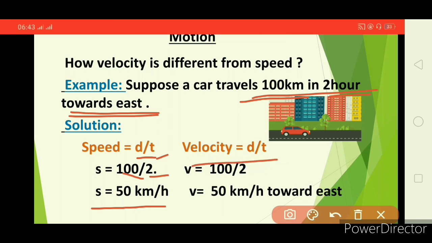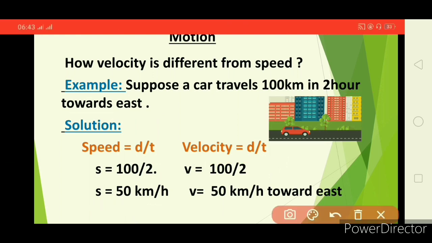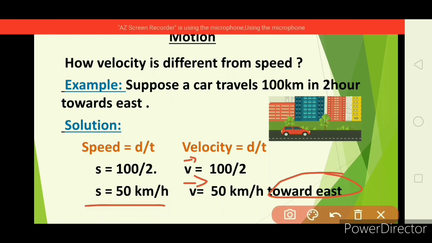Similarly, velocity equals displacement upon time. Here velocity equals 100 upon 2, velocity equals 50 km per hour towards east. The basic difference is in velocity, here we get also direction but not in speed, because speed is only a scalar quantity and velocity is a vector quantity. In scalar quantity we get only magnitude, but in vector quantity we get magnitude as well as direction.